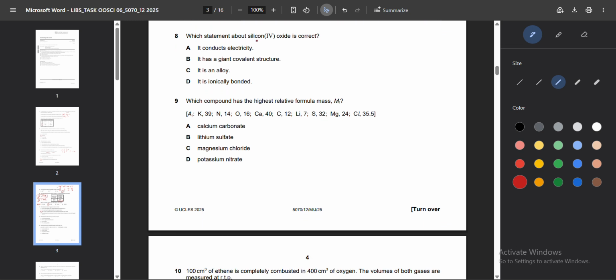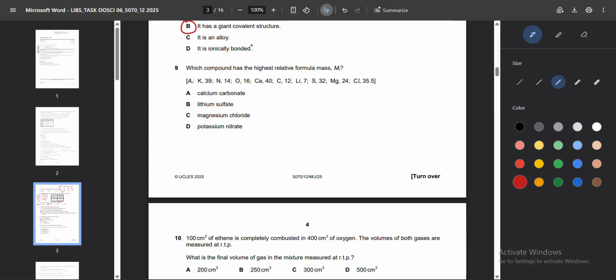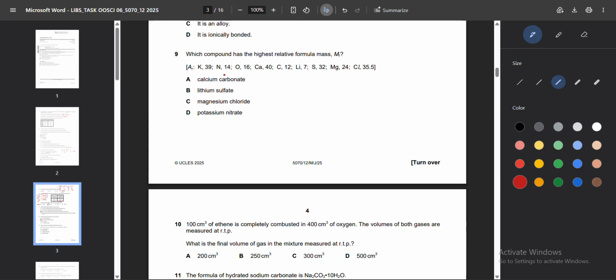Which statement about silicon 4 oxide is correct? It conducts electricity? No, because it is covalent and covalent compounds do not conduct electricity. It has a giant covalent structure. Yes, it has a giant covalent structure. It is an alloy. No, it's not a metal. It is not ionically bonded.